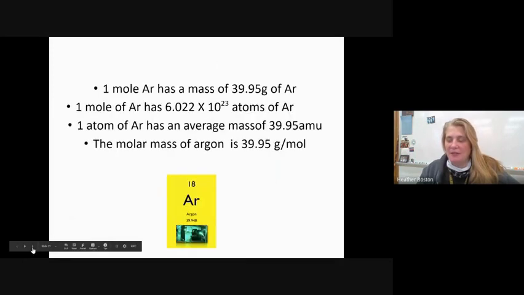Argon is a noble gas that we use in signs, neon signs, and light bulbs, and so on and so forth, because of the fact that it's non-reactive. It has a mass of 39.95 grams per mole.